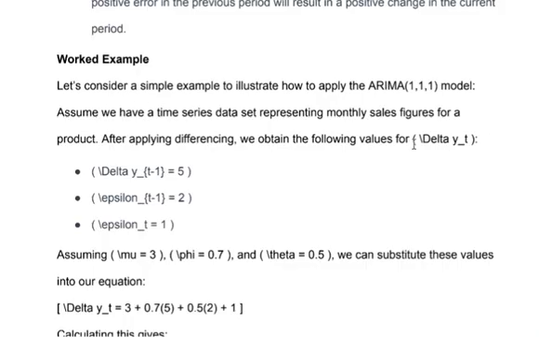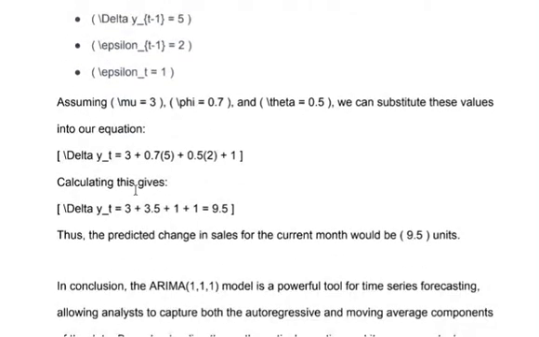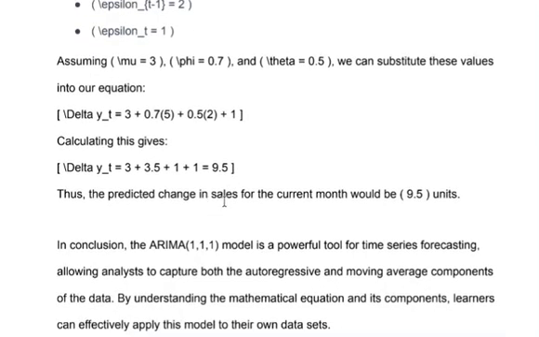Assume we have a time series data set representing monthly sales figures for a product. After applying differencing, we obtain the following values for delta Y_t. Assuming mu equals 3, phi equals 0.7, and theta equals 0.5, we can substitute these values into our equation. Delta Y equals 3 plus 0.7 times 5 plus 0.5 times 2 plus 1. Calculating this gives delta Y equals 3 plus 3.5 plus 1 plus 1 equals 9.5. Thus, the predicted change in sales for the current month would be 9.5 units.